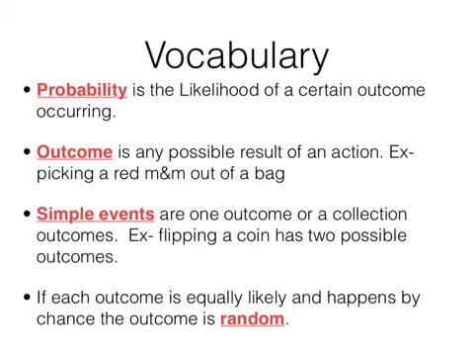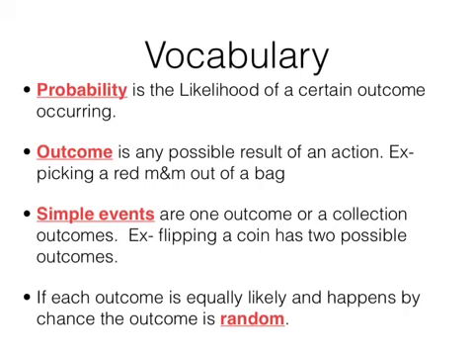The first word that we need to learn about is probability. Probability is the likelihood of a certain outcome occurring. An outcome is any possible result of an action. For example, picking a red M&M out of a bag of M&Ms.